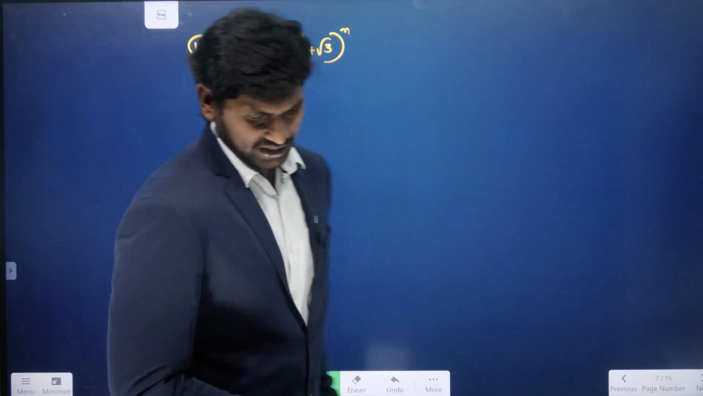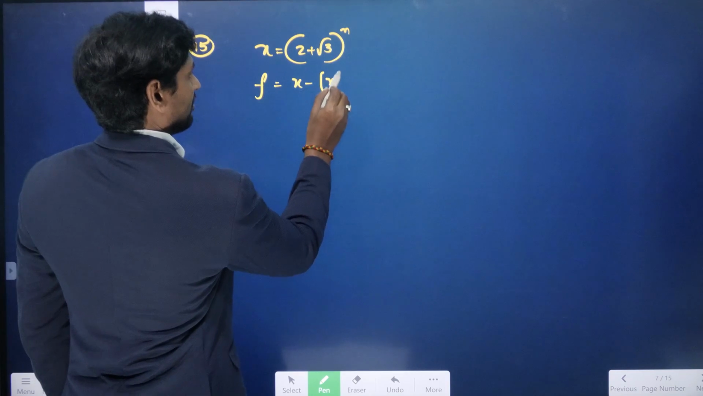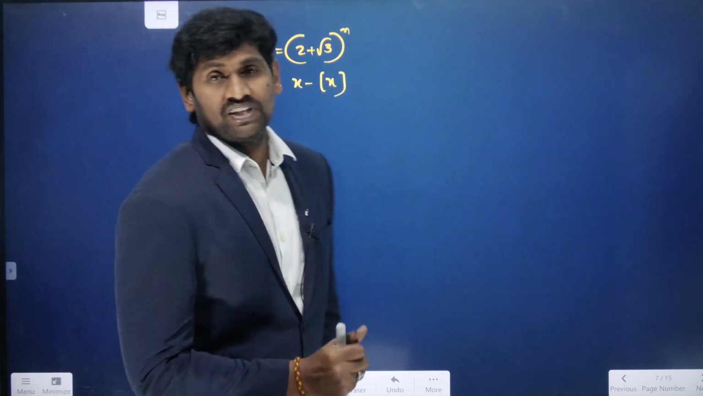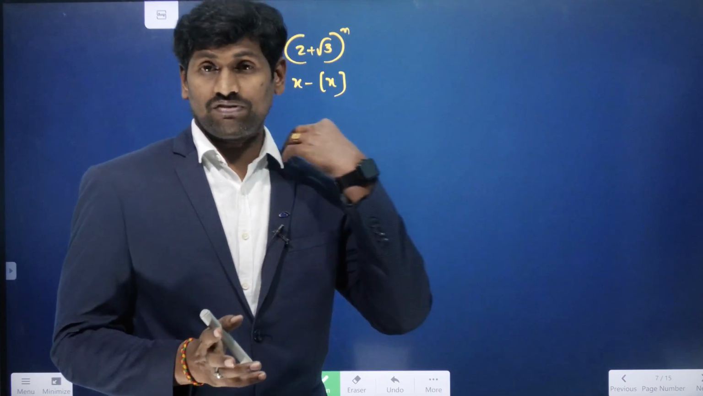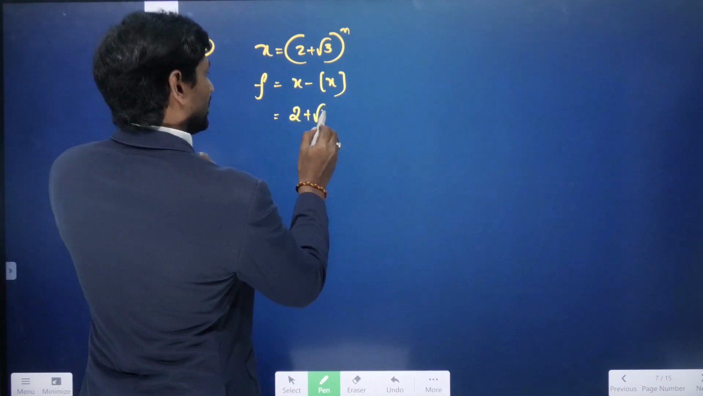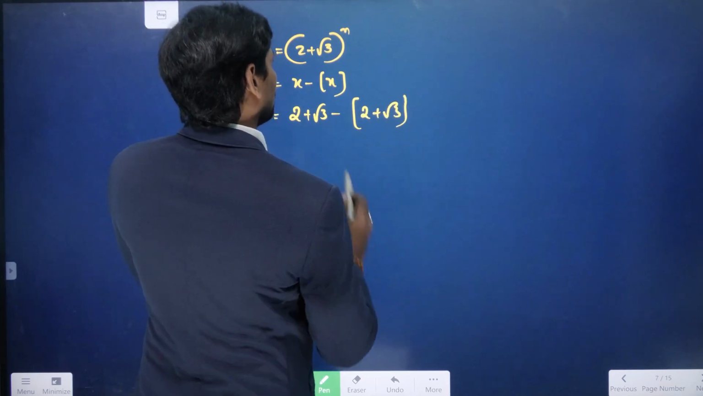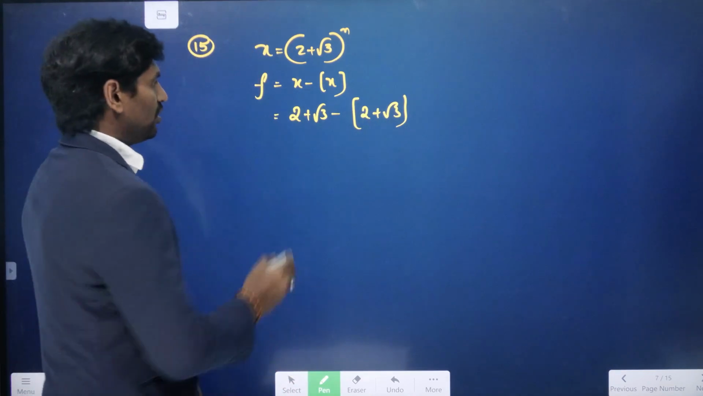Okay. Let us see. f is equals to x minus greatest integer of x. We already previously discussed the greatest integer function. So let us substitute the x value: (2 plus root 3) minus greatest integer of (2 plus root 3), okay? Whole to the power of n.